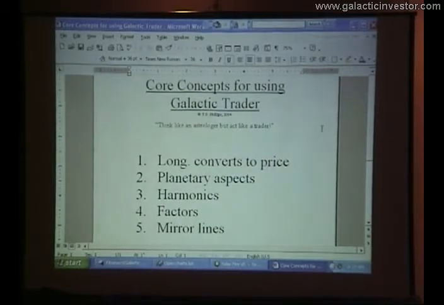A little bit about myself. Some of you that don't know me, I'm Ted Phillips, T.S. Phillips. I've been a professional astrologer for over 10 years now, and got into financial astrology about 10 years ago. And I've been using Galactic Trader for about 8 years, I think, right now. I work with Galactic Trader 8-10 hours a day. And there's a wealth of information in Galactic Trader, and there's some areas of Galactic Trader I don't even use, or I haven't even investigated or explored, because it's encyclopedic.